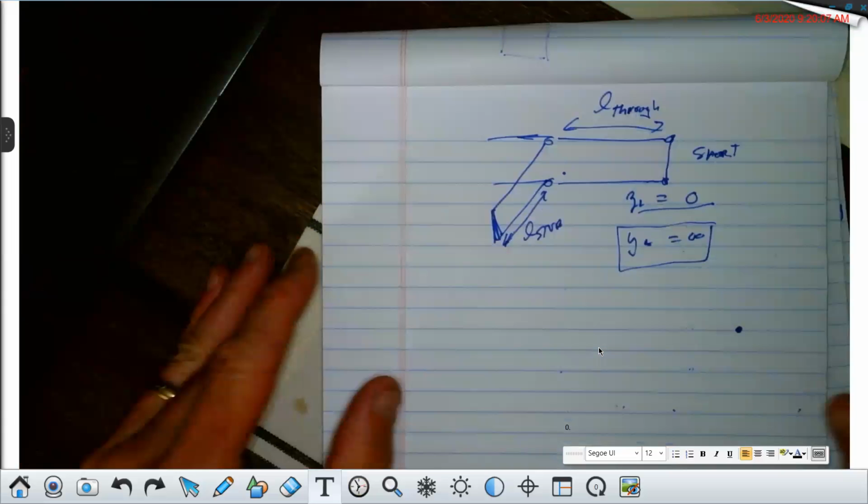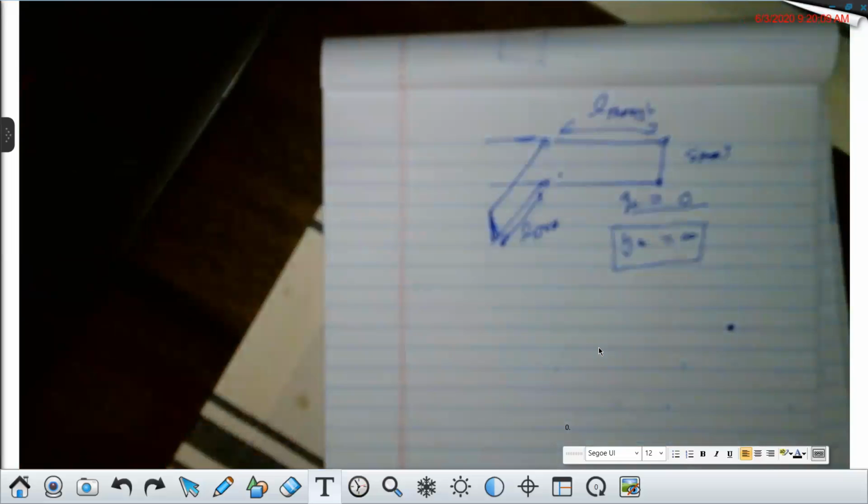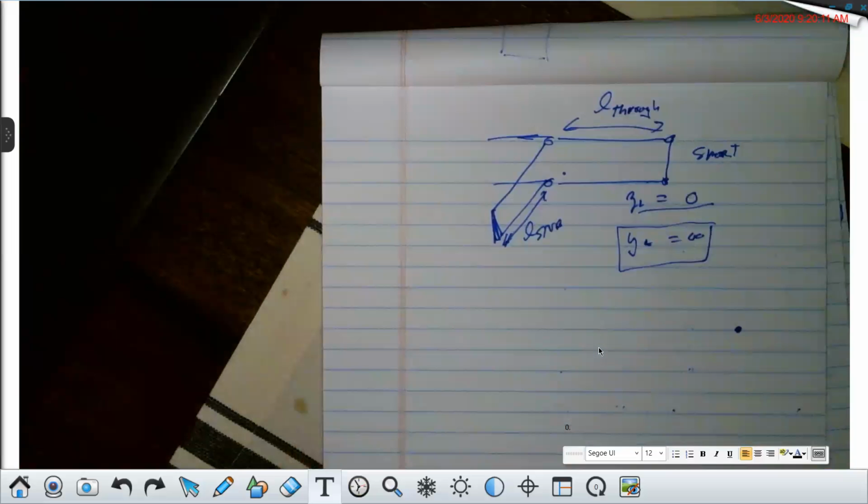I'm just showing you how the connection would look like. And this is in Dr. Wentworth's book. He shows this. I can even show you where it is.